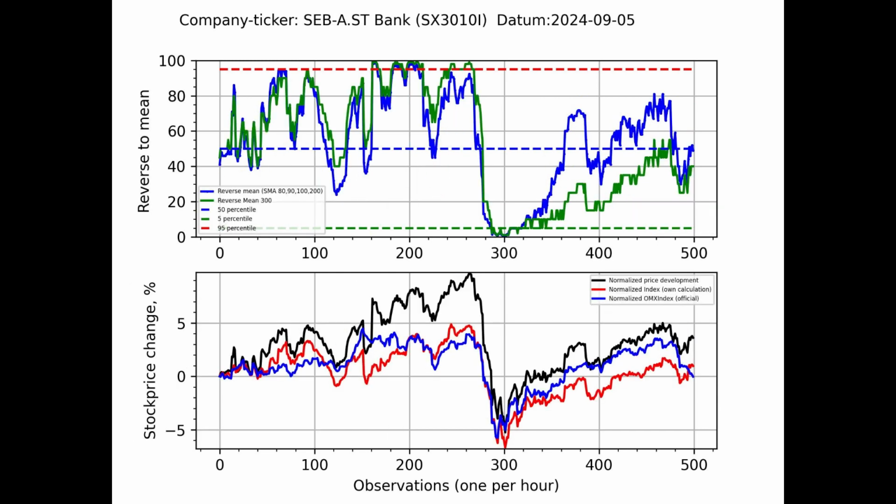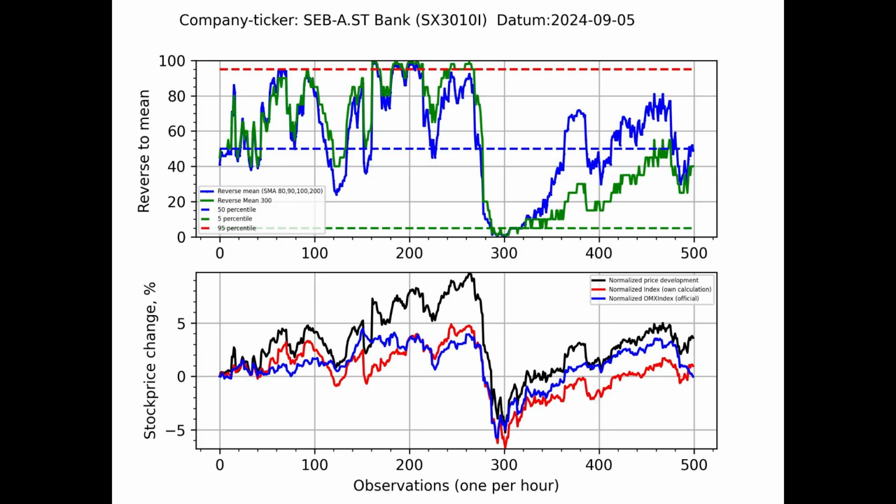Possible interpretations. When the index deviates significantly, especially when it falls below the 5th percentile, it may indicate that bank stocks are undervalued relative to their historical average. This could signal a potential buy opportunity for investors.